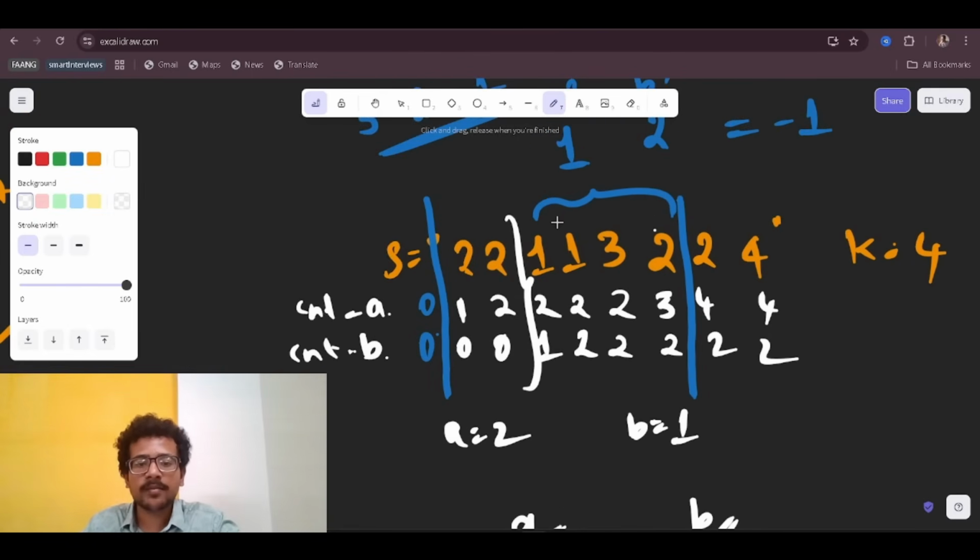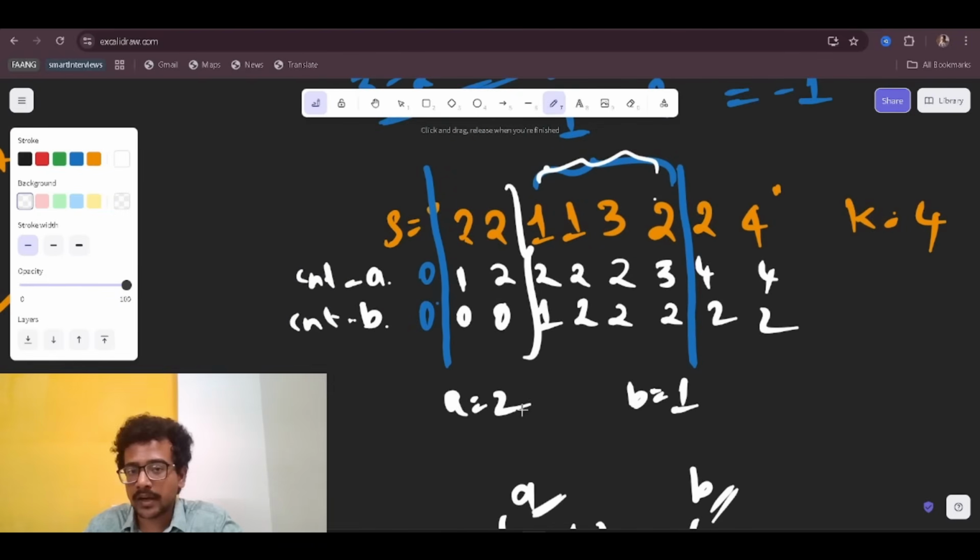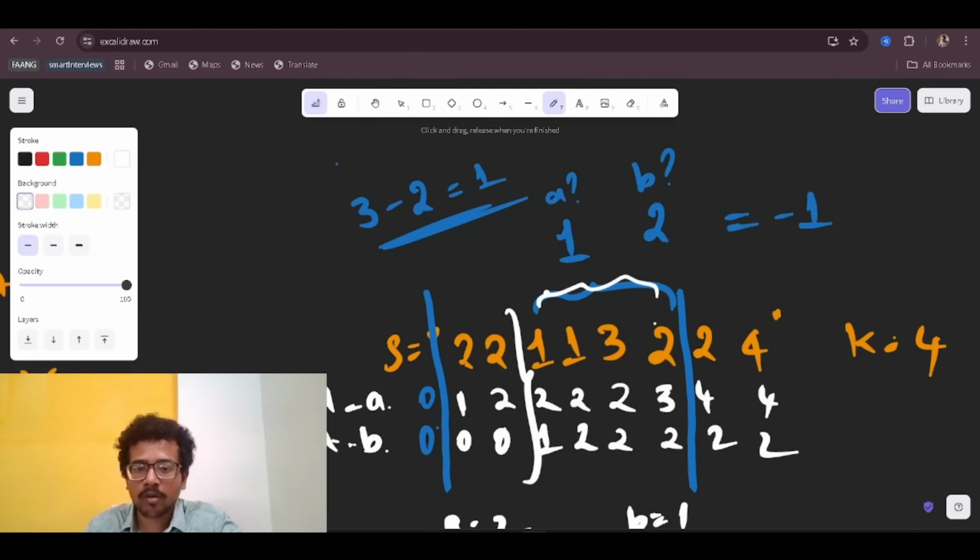So what I am saying here is, even after removing 2 from 3, I got 1. That's what the substring is, right? This substring is valid. Why? Because it is having an odd number of A's and an even number of B's. Even after removing 0, I am just removing 0 from 2, I got 2. That means an even number of B's.